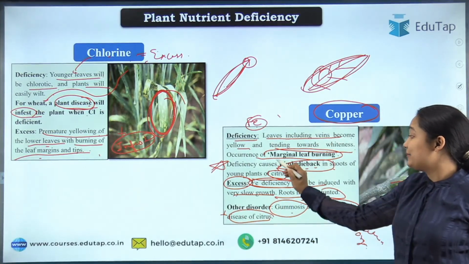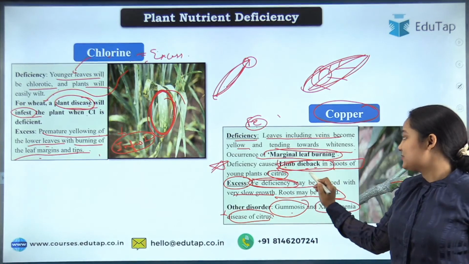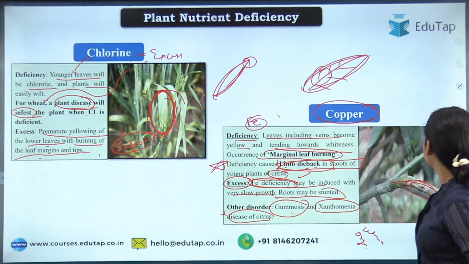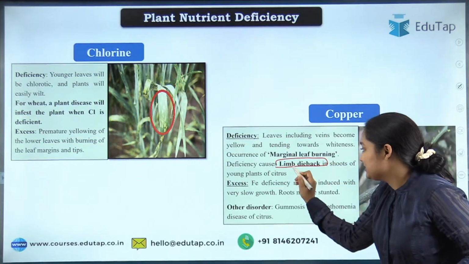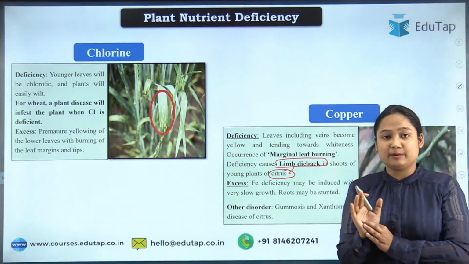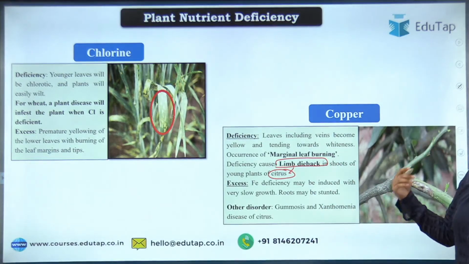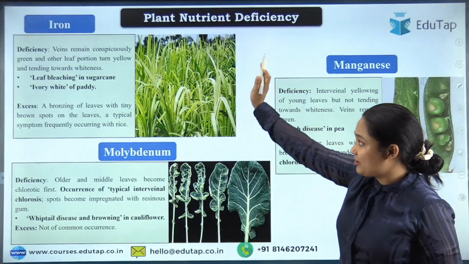What's important for your exam is limb dieback in the case of the citrus plant. If you can remember one thing from the whole copper nutrient deficiency, just remember this particular limb dieback in the citrus fruits. Okay, this point is very important. Now let's move to the remaining nutrients, first of all iron.